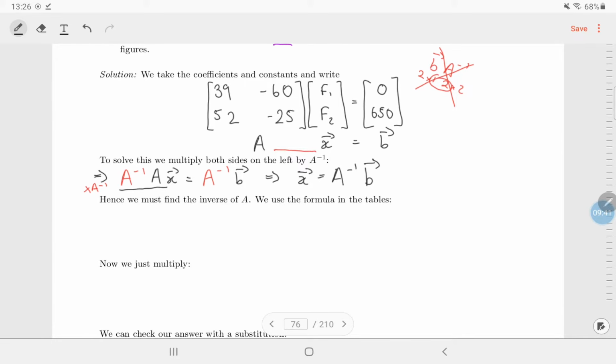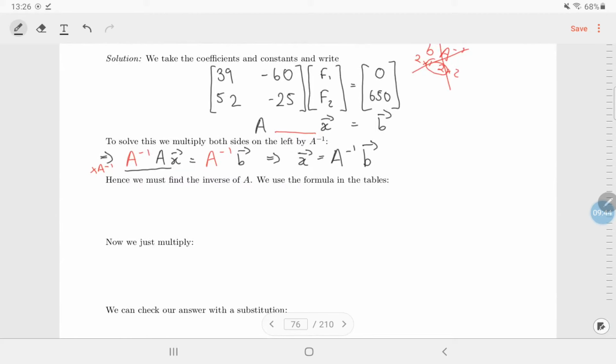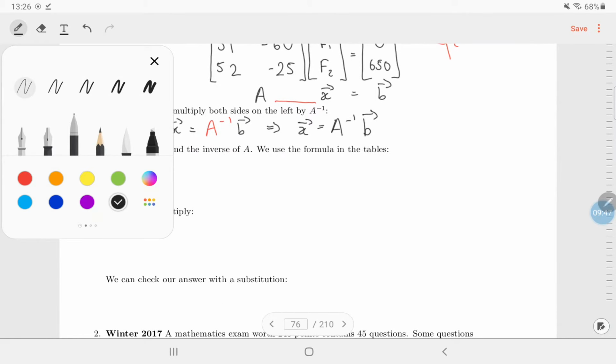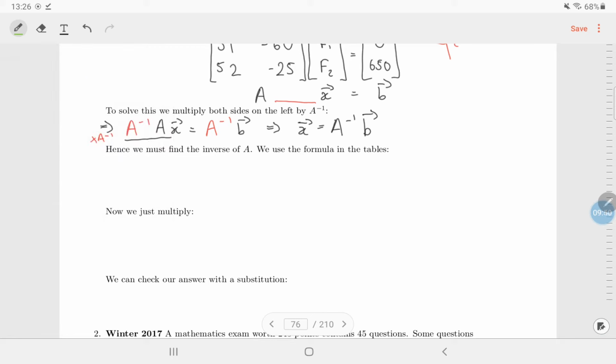Okay, so we must find the inverse of A. We'll use the formula; it's in the tables, and of course your exam is open book. The formula says that if you have a matrix with entries a, b, c, d, to find the inverse you do 1 over the determinant, which is right down diagonal minus left down diagonal: a times d, that's your right down diagonal, minus b times c, that's your left down diagonal. Swap the right down diagonal, so it becomes d and a, and change the sign on the other diagonal, so it becomes minus b and minus c. So therefore, we can find A inverse.